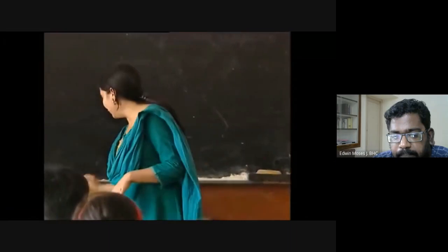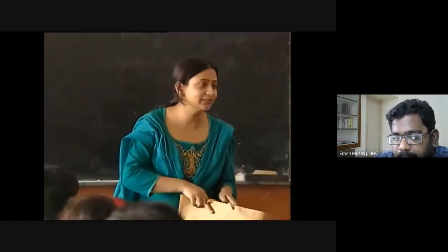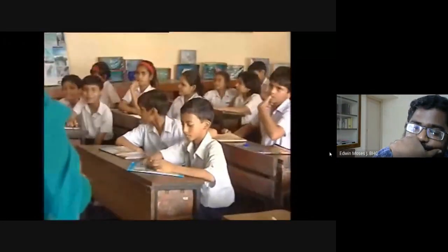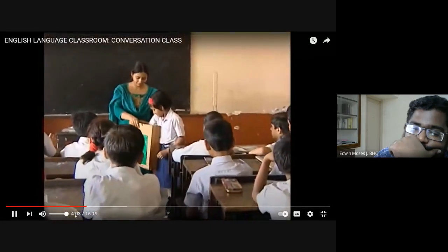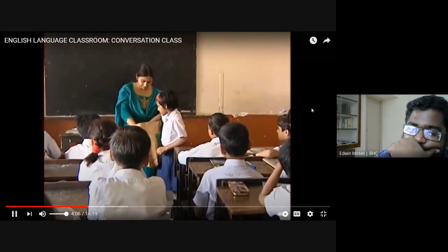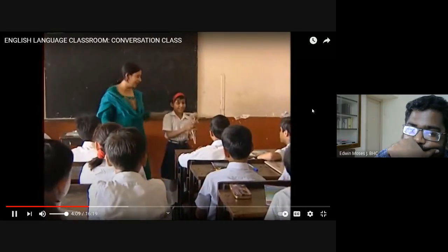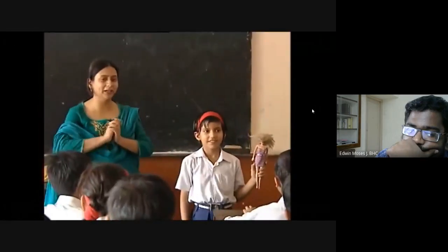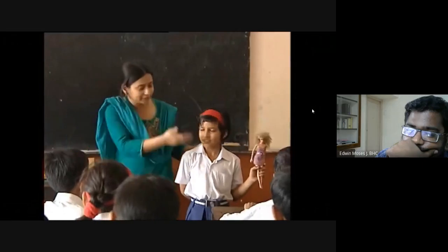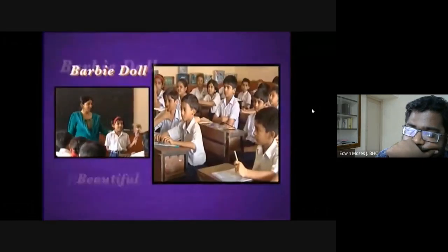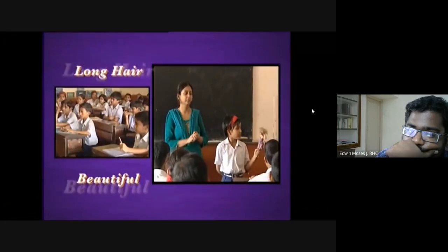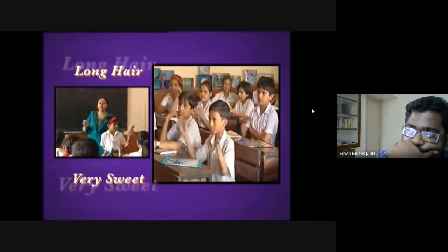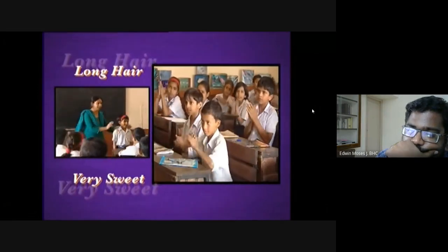Very good. Now I would like to call one other child of this class from the back. I want you. Yes, come. Oh, so what is this? Barbie doll. So the girls are very happy to see this Barbie doll. I can see the faces. Okay, can you speak something on this Barbie doll? Barbie doll is very beautiful. Her hair is very long. It is very sweet and long. Okay, very good. Clap for her, everybody. Clap for this girl. Very good.